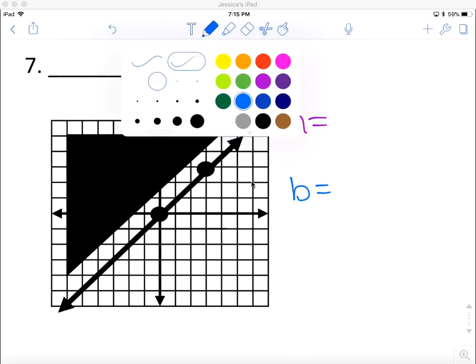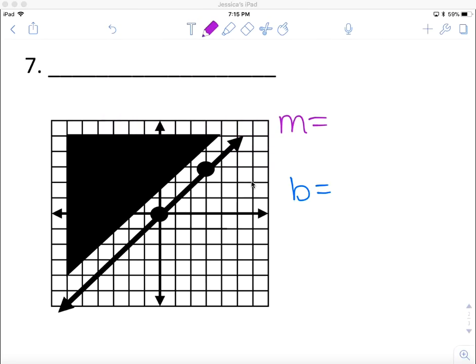So, starting with my slope, I am going up 1, 2, 3. I am going right 1, 2, 3. So my slope is positive 1. My y-intercept, I'm crossing at 0, so b is 0.